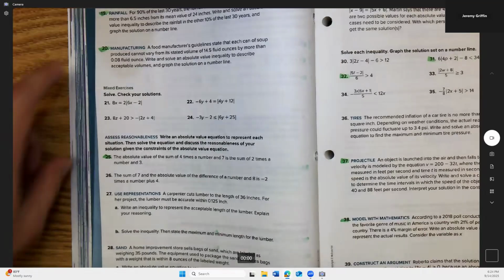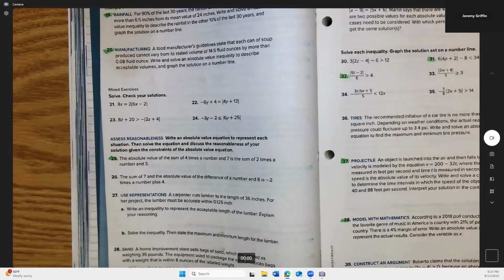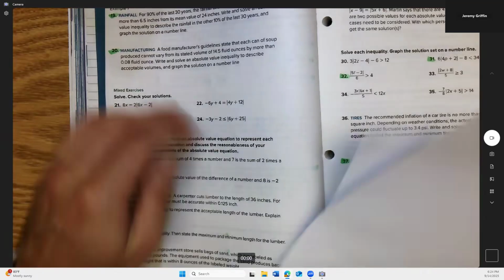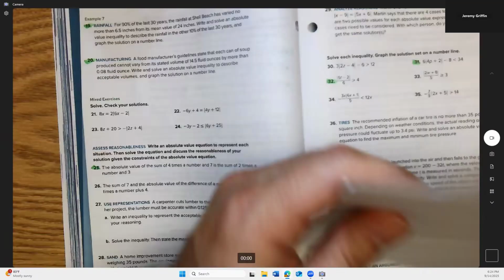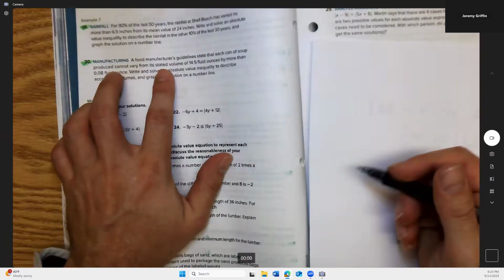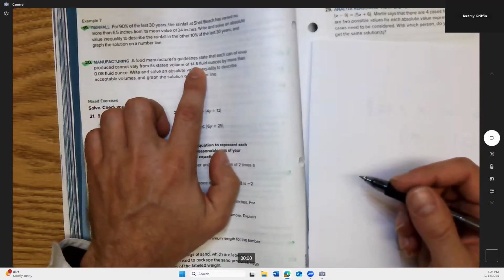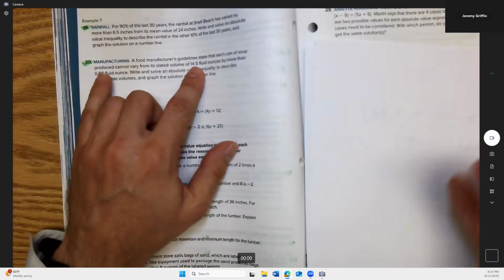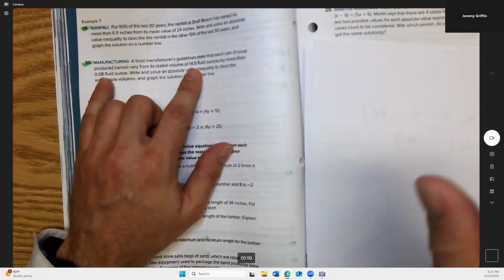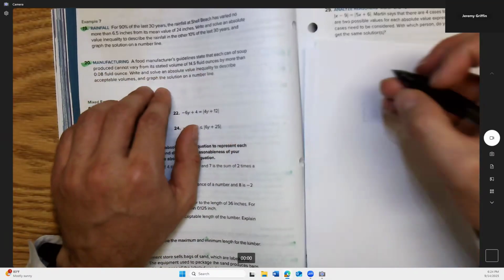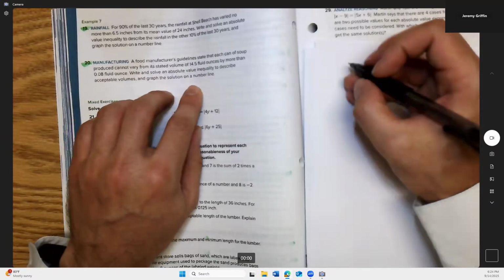So let's do number 20, manufacturing. Food manufacturers guidelines state that each can of soup produced cannot vary from its stated volume of 14.5 fluid ounces by more than 0.08 fluid ounces. Okay, so there's a little plus or minus. Okay. Right, solve an inequality. And okay, graph on the number line.